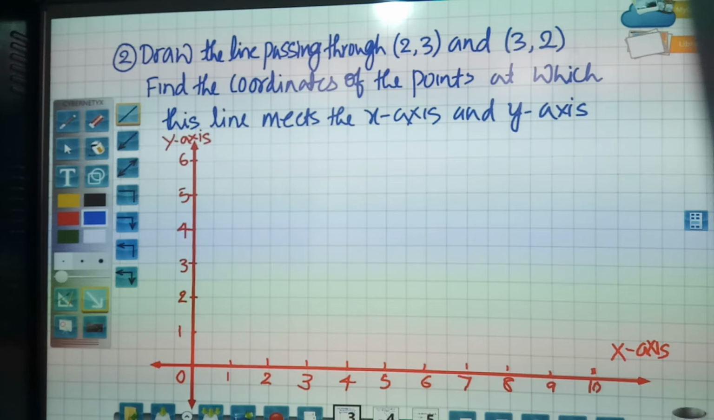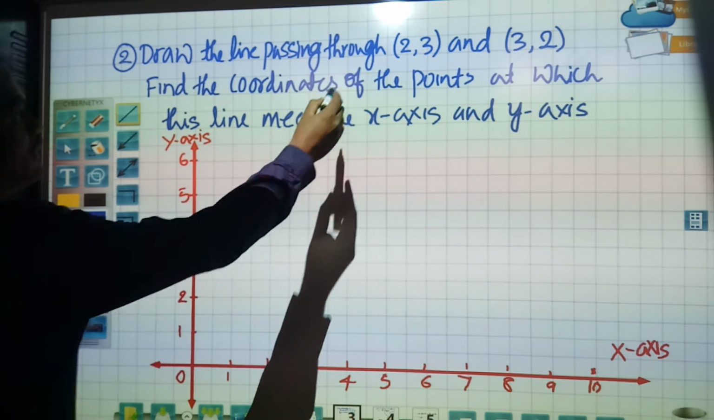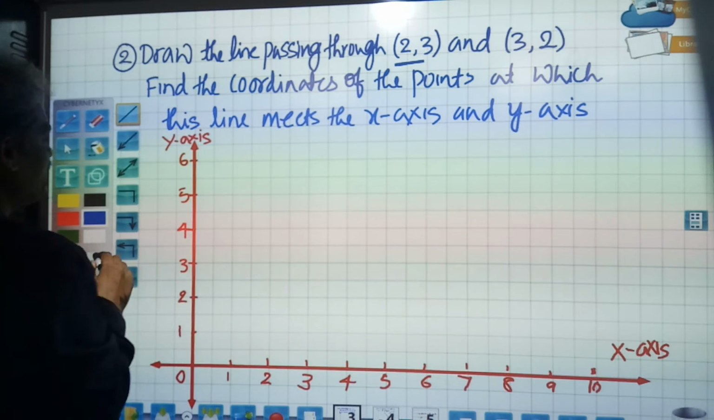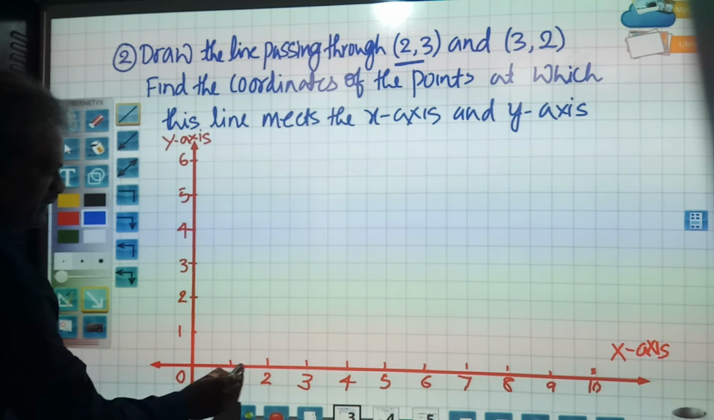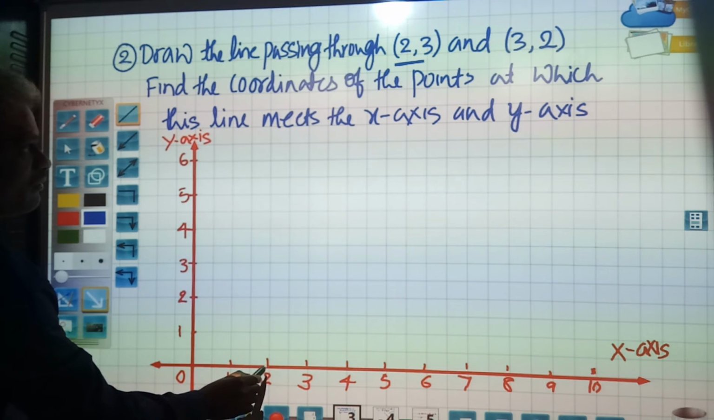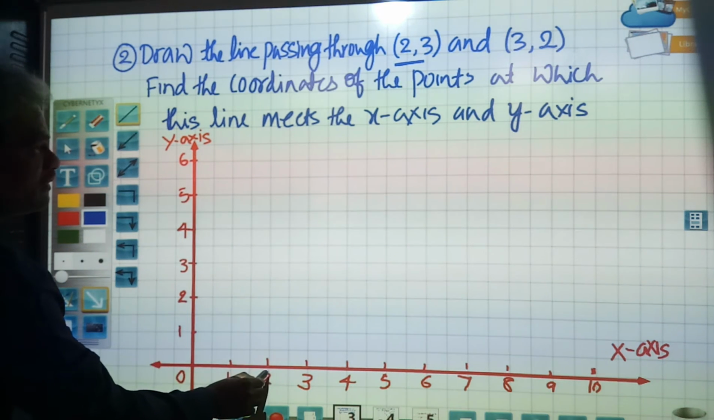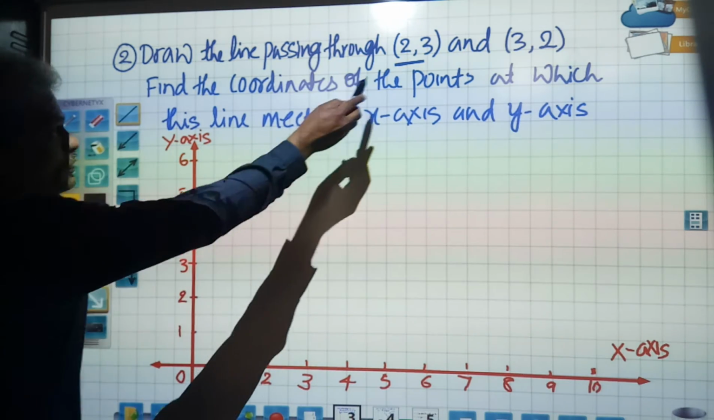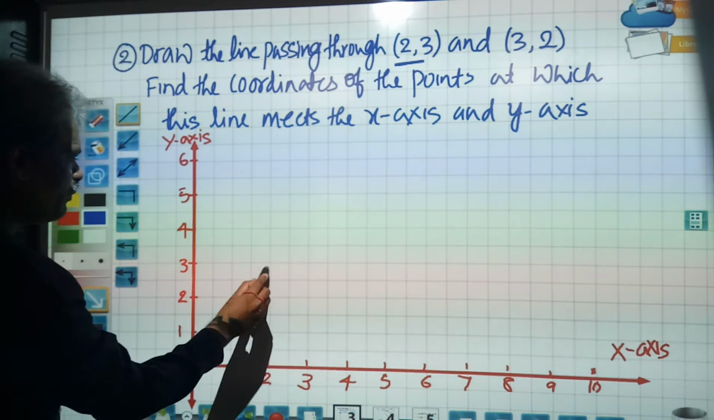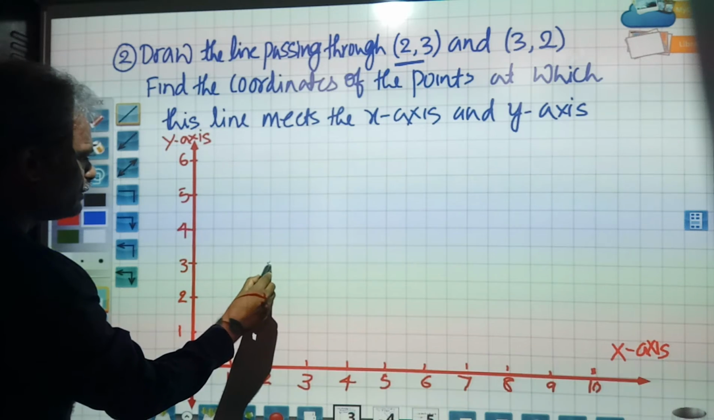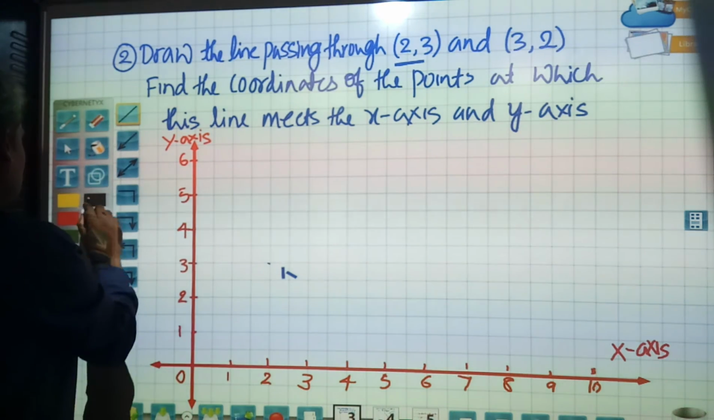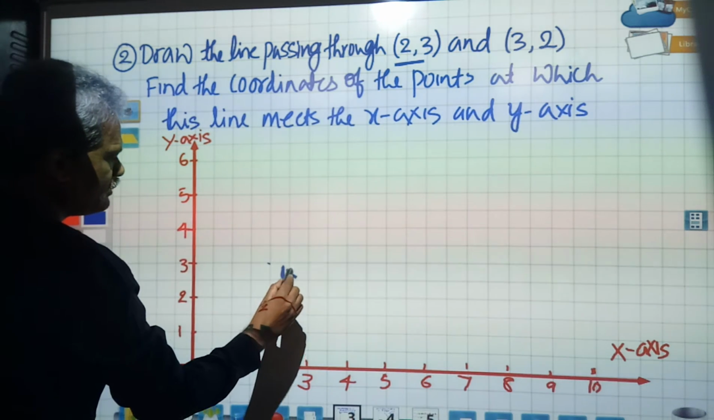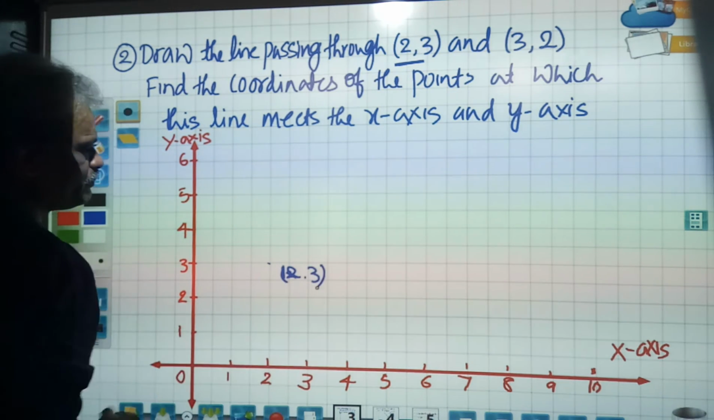Draw a line passing through 2, 3 and 3, 2. First you locate these points. Let us locate the point 2, 3. Along the x-axis you go 2 units. This is the distance of the point from the vertical line, 2 units. From the horizontal line you should go 3 units. From here you go upward 3 units. This is the point 2, 3.